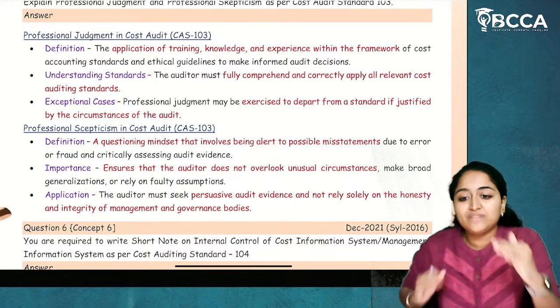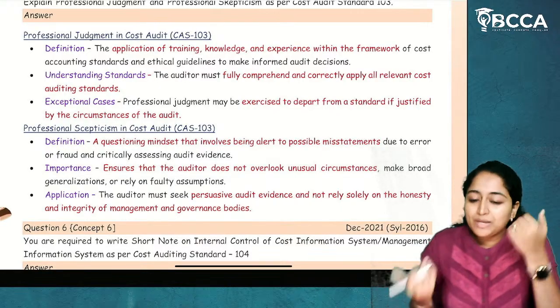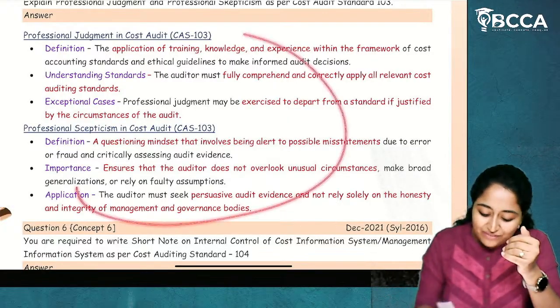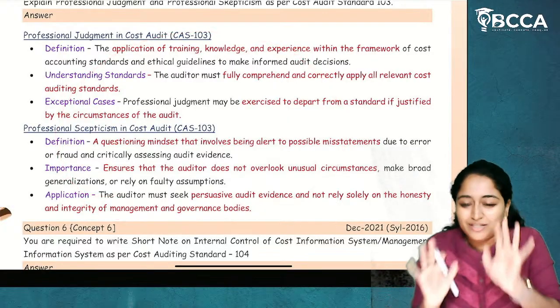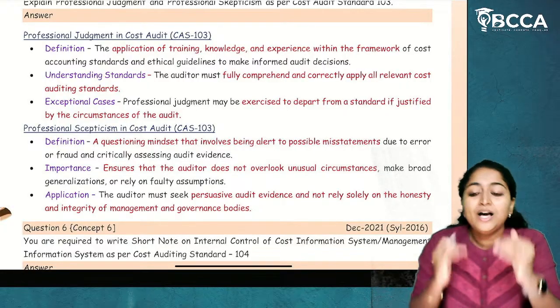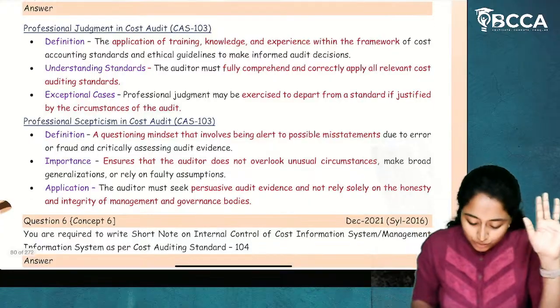If the definition is not there in the workbook, the definition should be written, and every answer should be written in a point-wise format. Even if by mistake or because of space congestion I have given it in a theory format, don't write in theory format in your answer. In your examination, you have to write in a point-wise format only.